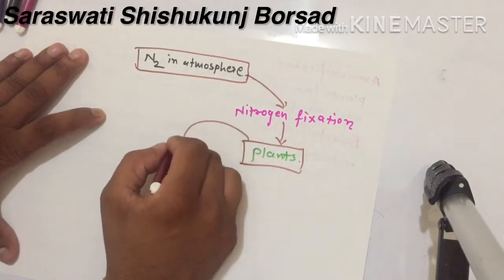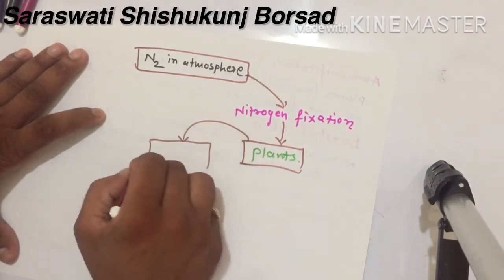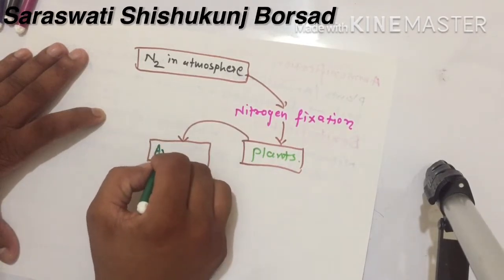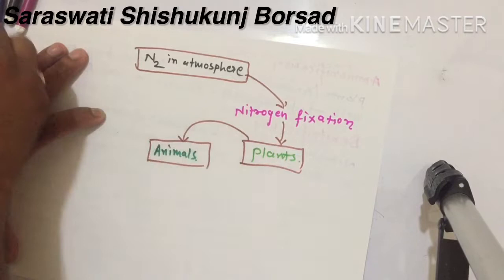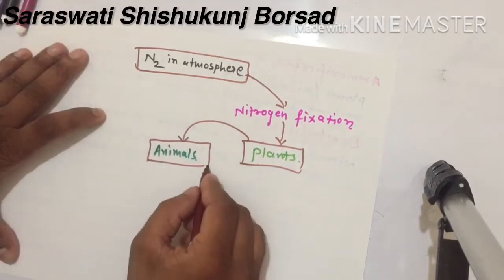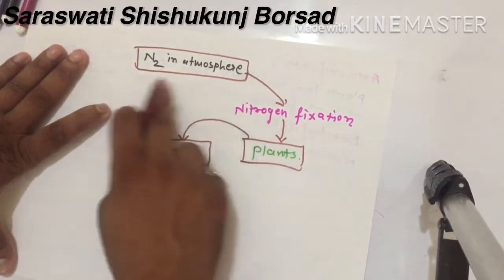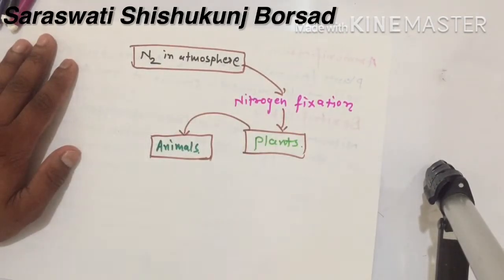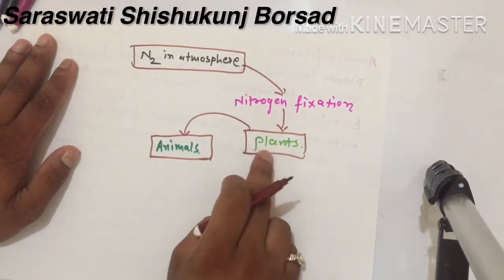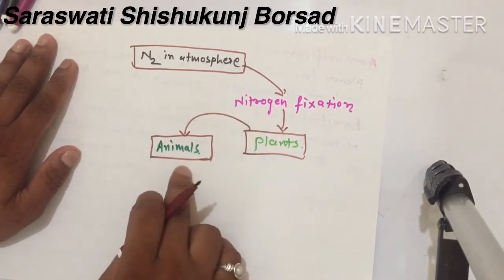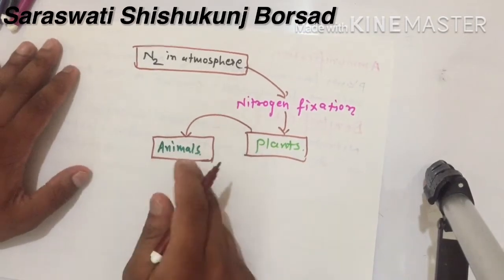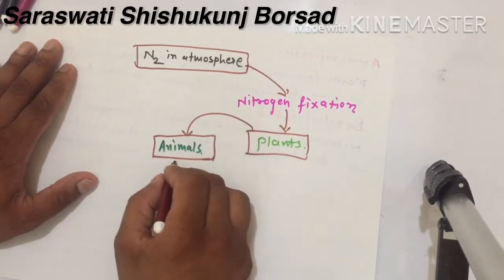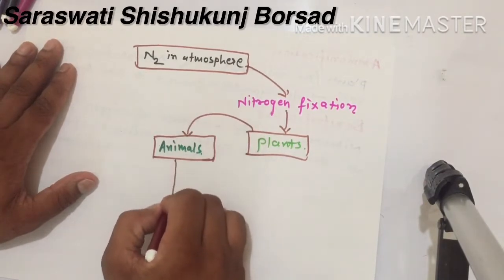Now these plants are used by what? They are used by animals, right? These plants are eaten by herbivores. Again, in nitrogen fixation, the atmospheric nitrogen is fixed in soil and it is utilized by plants. Those plants are utilized by animals. Now see, these animals will convert that nitrogen, those nitrites, into ammonia.